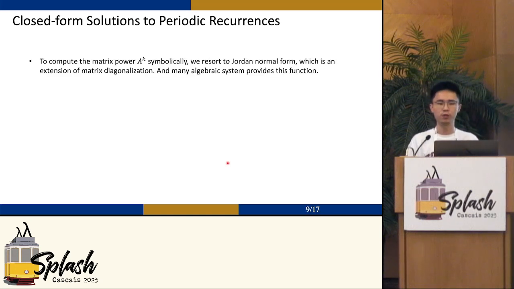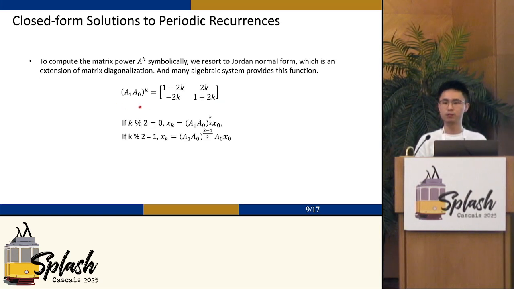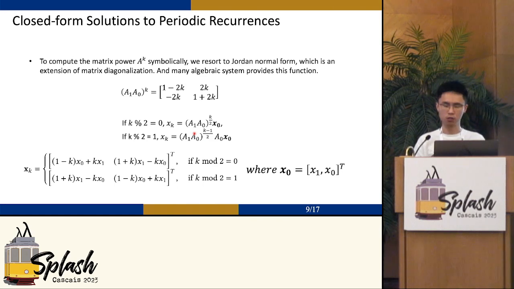For that purpose, we resort to the Jordan normal form, which is actually an extension of matrix diagonalization. Many algebra systems like SymPy and Mathematica all provide these functions. For the running example, we need to solve this matrix power symbolically, and this is the result produced by Mathematica. Finally, we just need to replace this matrix power into the formula we derived in the previous slide, and then we achieve the closed-form solution.